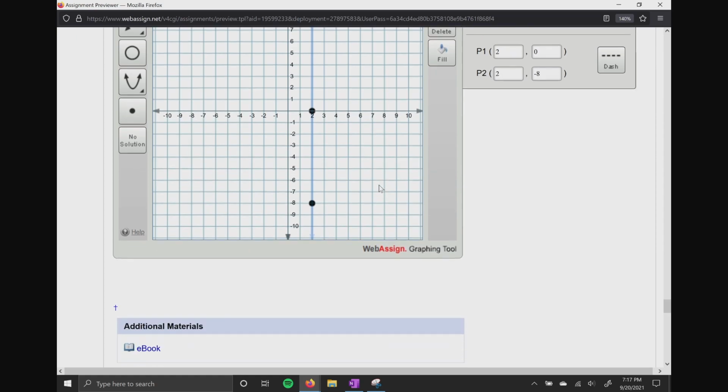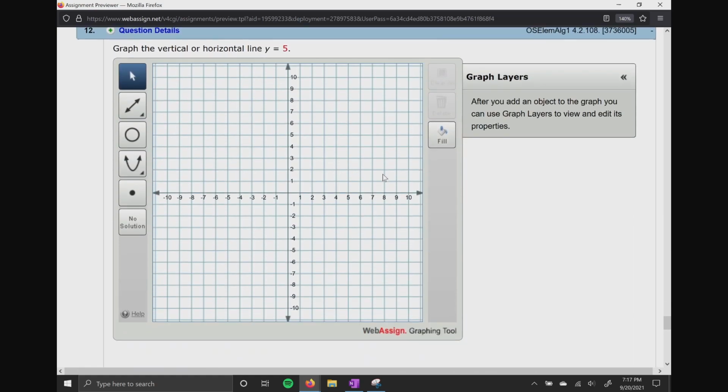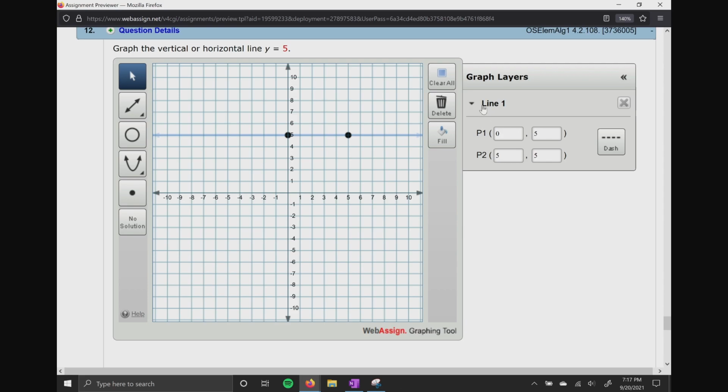And then the last one is just going to be y equals 5. Okay? So once again, just double click here, go to y equals 5, click anywhere else that you want, it doesn't matter. Open up this panel and just verify. Remember, this is y equals 5. So you want to make sure that the first and the second y values both say 5. And as long as you can do that, you can graph anything in WebAssign.